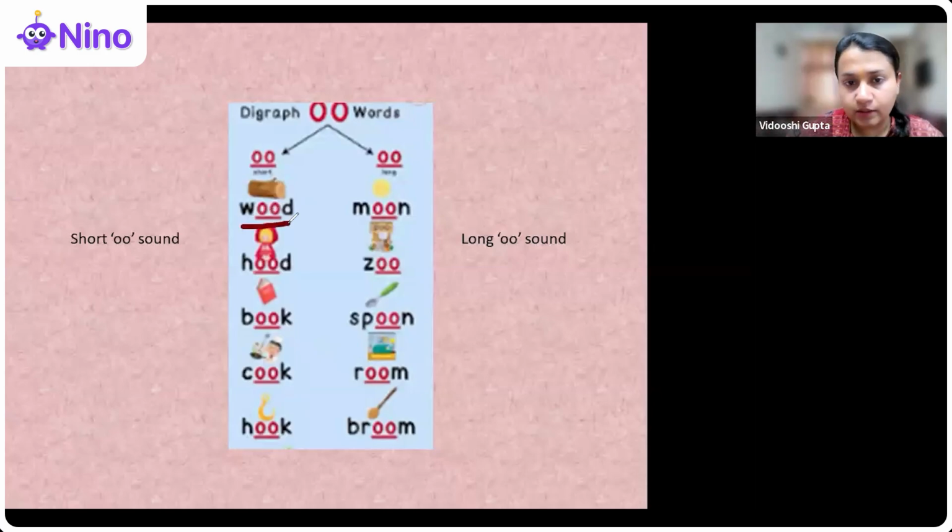We just say wood, hood, book, cook, hook. So there is no stretch on these double O's. But when we come to long oo, there is a stretch in the oo sound.